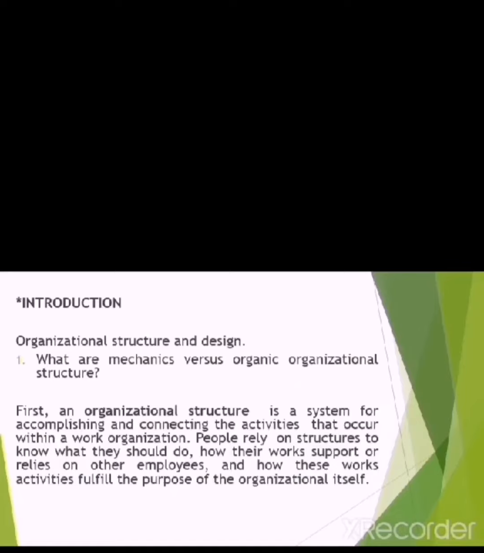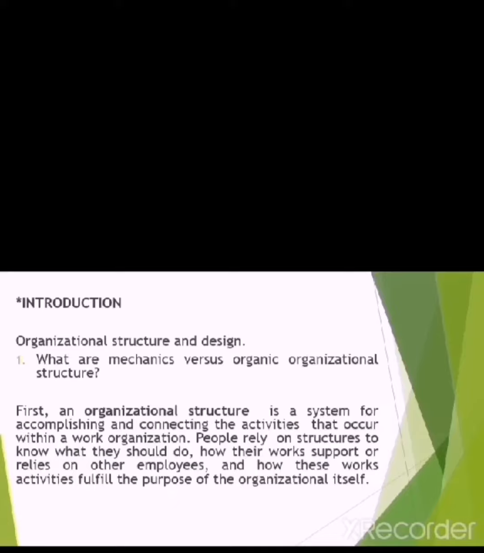First, an organizational structure is a system for accomplishing and connecting the activities that occur within a work organization. People rely on structures to know what they should do, how their work supports or relies on other employees, and how these work activities fulfill the purpose of the organization itself. So, in this system, the organizational structure determines what individuals or groups should do in their work to support the activities so that the purpose of the organization will be accomplished.